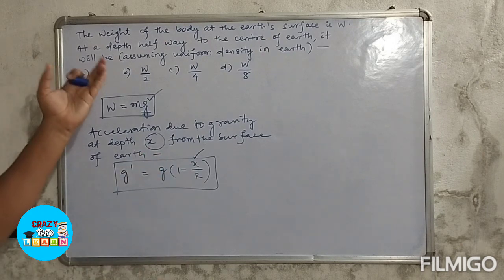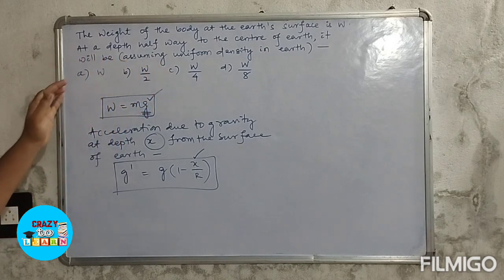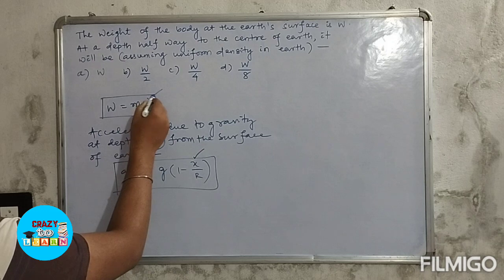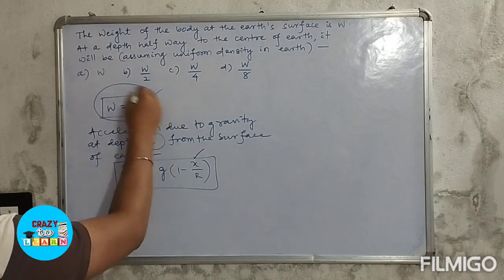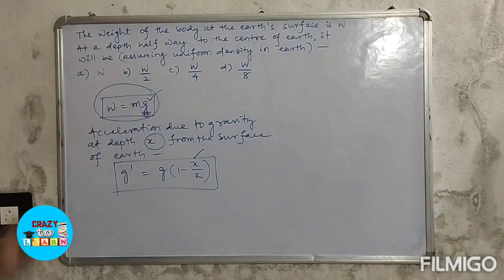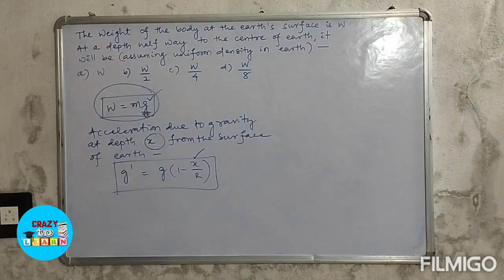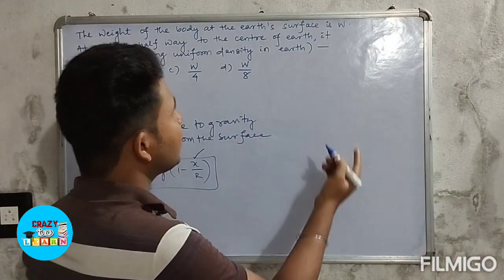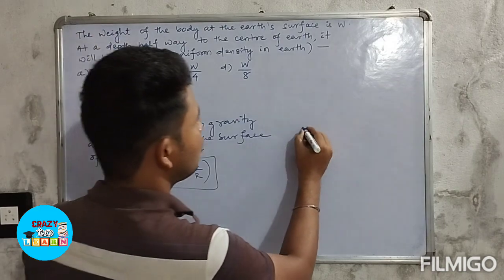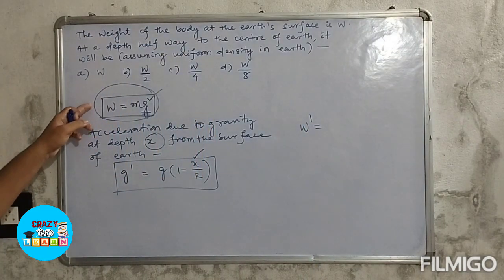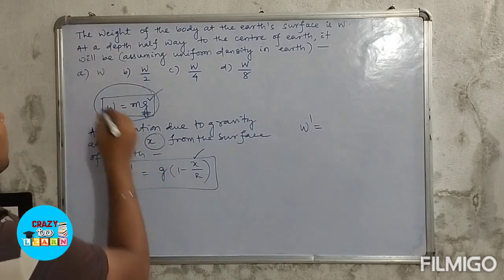So if it is asked what is the weight of the body on the surface of the earth, then the weight formula is W is equal to mg. But if it is asked for the weight at depth, you have to calculate the acceleration due to gravity at depth. So weight at depth means W dash.